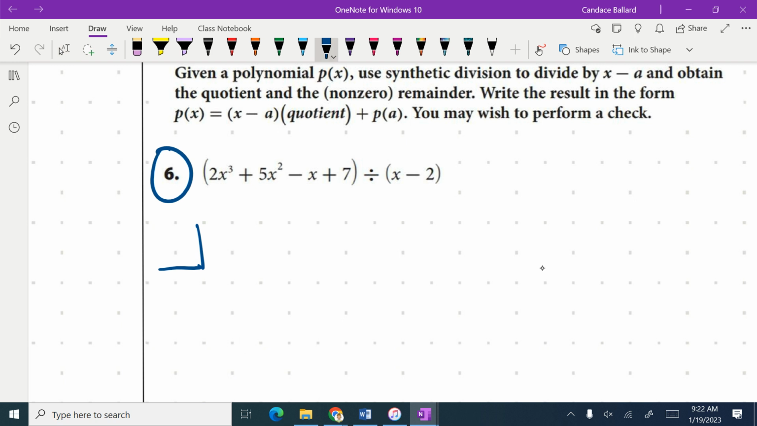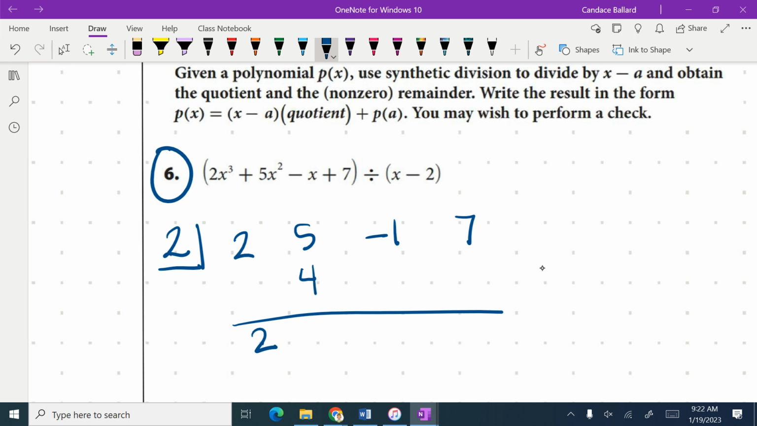What is going to go in my little box here? 2, good. What are my coefficients? 2, -1, 7, because there's an invisible 1 in front of that. I draw my little equal sign. What am I going to do first with the 2? Drop it down, good. 2 times 2 is 4. What do I do with the 5 and the 4? Add, what do we get?